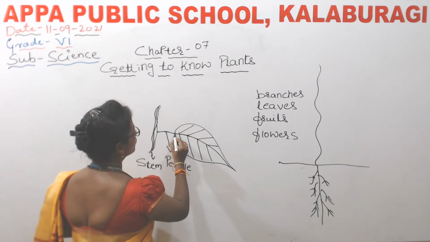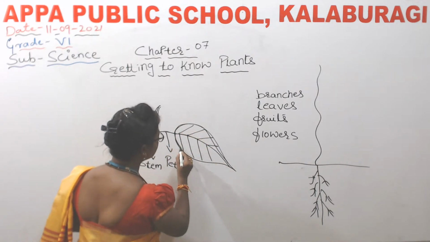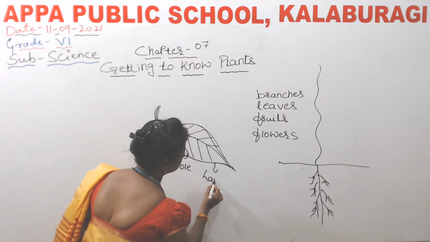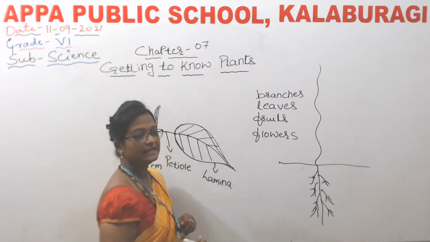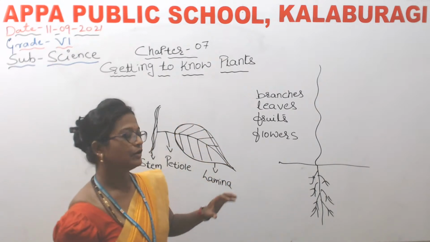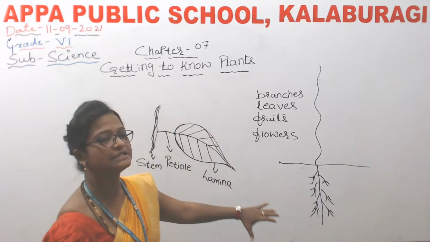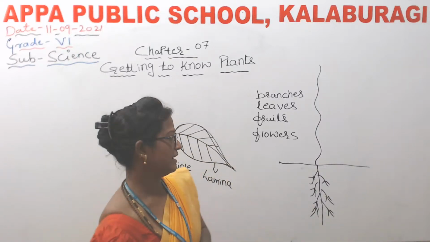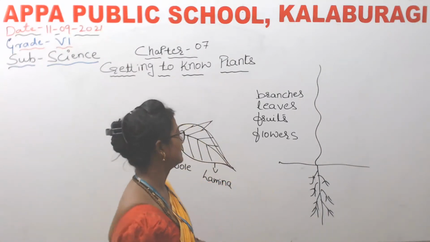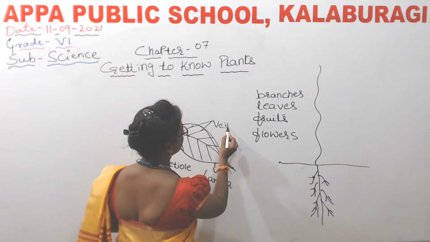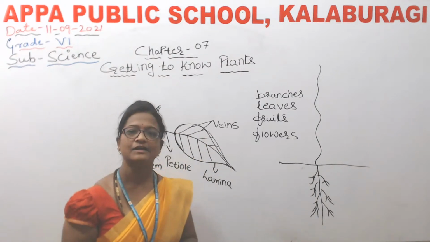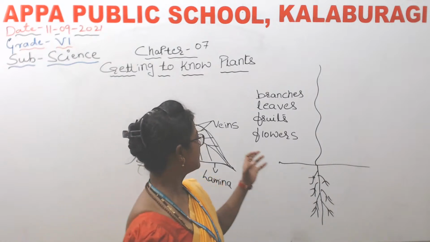Next, what do we call this part? A broad green part of a leaf. Yes, this is lamina, isn't it? The broad green part of a leaf is known as lamina. Now, these lines are called veins, isn't it? These small lines are called veins, which make a pattern on the leaves.